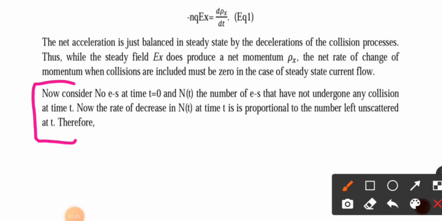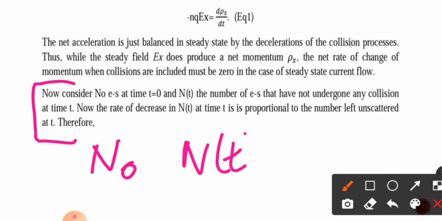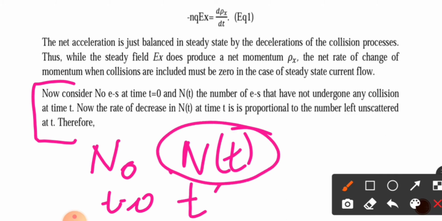N0 as the number of electrons at time t equal to 0. At time t equal to 0, the number of electrons is N0. And N of t is the number of electrons that have not undergone any collision at time t. At a particular time t, N(t) is the number of electrons that have not undergone any collision.